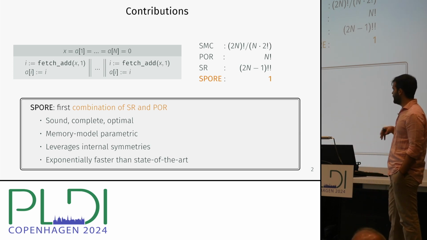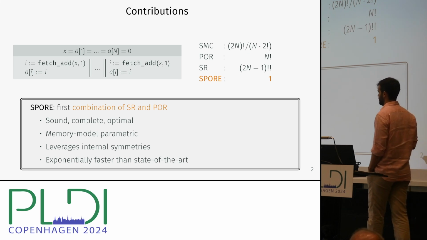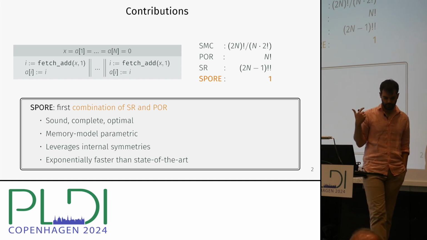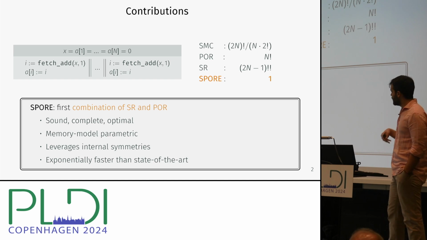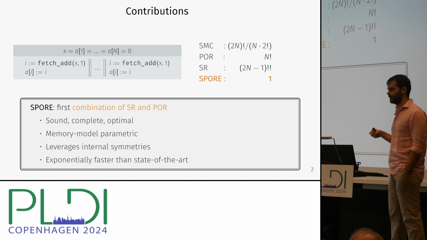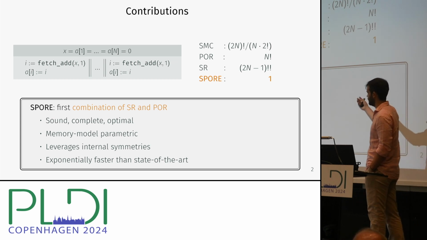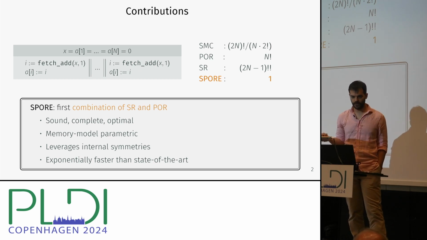It is sound, complete, and optimal, meaning no false positives. It explores the full state space of the program, and it does no redundant work. It is parametric in the choice of the memory model. I'll be talking about sequential consistency and interleavings, but these results carry over to weak memory as well.